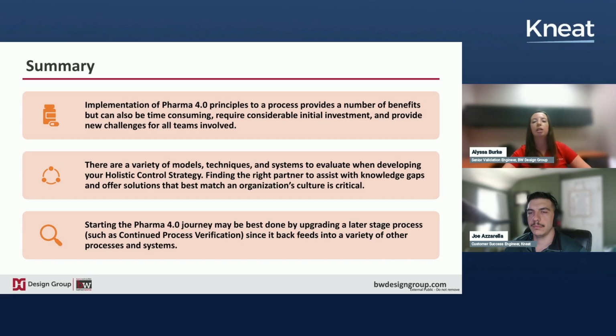And then finally, as mentioned at the end, continued process verification and/or supply chain may be some of the better places to start in your implementation because they can offer some significant benefits with less risk than some of the other process stages. And they also have the opportunity to backfeed into those stages.